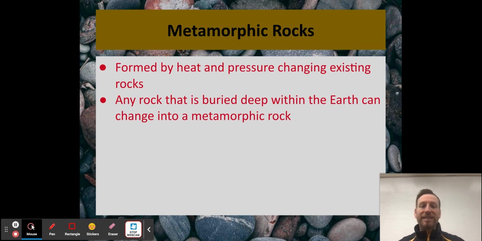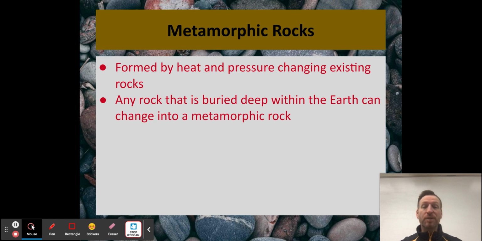Any rock that is buried deep within the earth can change into a metamorphic rock. It can be a sedimentary rock. It can be an igneous rock. It can even be a previous existing metamorphic rock that gets changed into a new metamorphic rock. So it could be any rock.